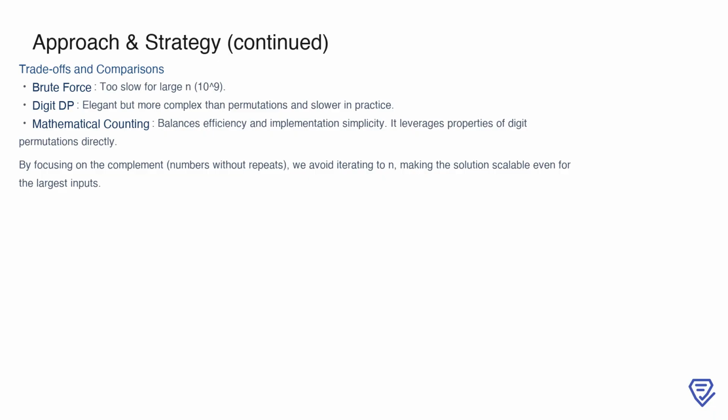The mathematical counting approach stands out by offering both efficiency and relative simplicity. It directly leverages the properties of digit permutations, making it scalable even for the largest inputs. By focusing on the complement, counting numbers without repeated digits instead of directly counting those with repeats, we avoid unnecessary computations. This balance between clarity, speed, and ease of implementation makes it the optimal choice for solving this problem effectively.